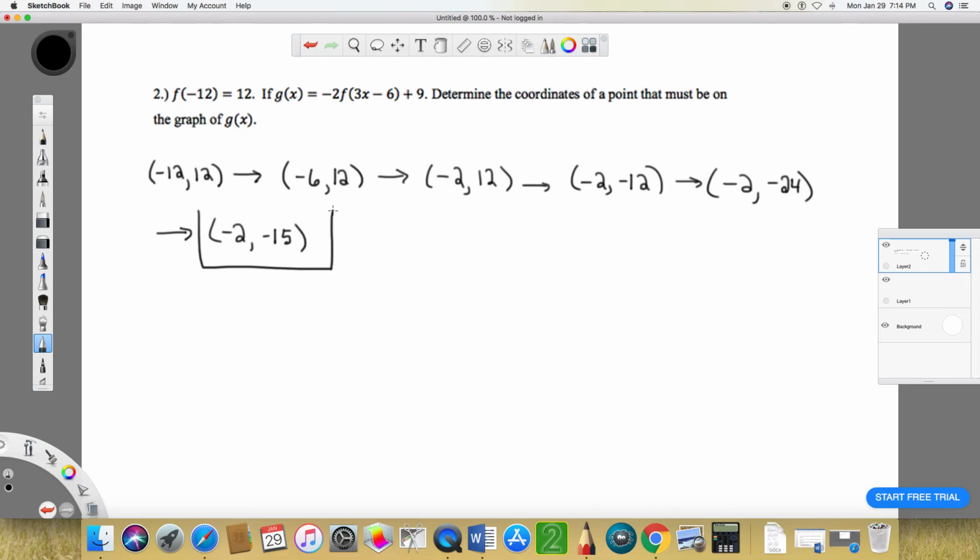So I believe that the point negative 2, comma negative 15 is a point that must be on the graph of g. Let me know if you disagree, if I've made any type of silly arithmetic error, so I can correct the videos for other people, or if you're getting something else and have questions, and maybe you're confused about some things, because inside the parentheses some of this is confusing.